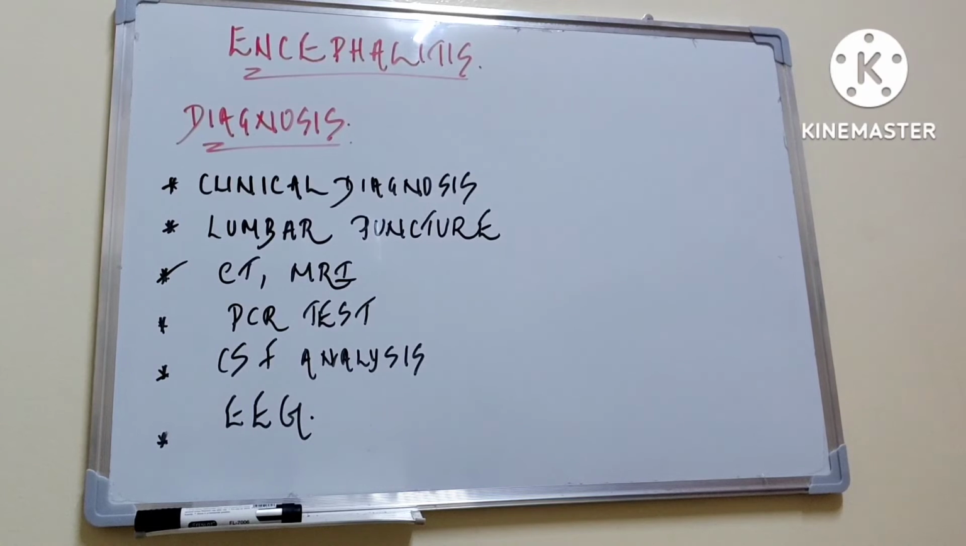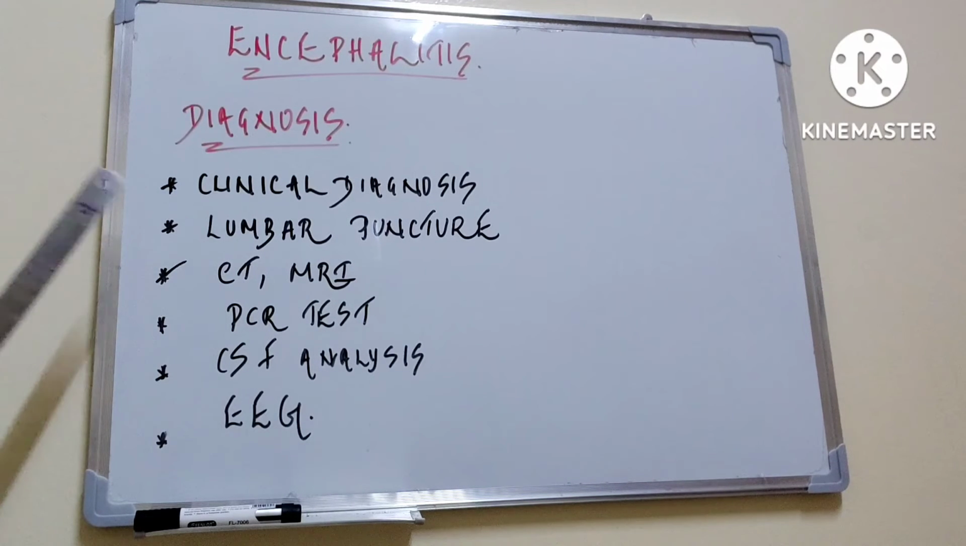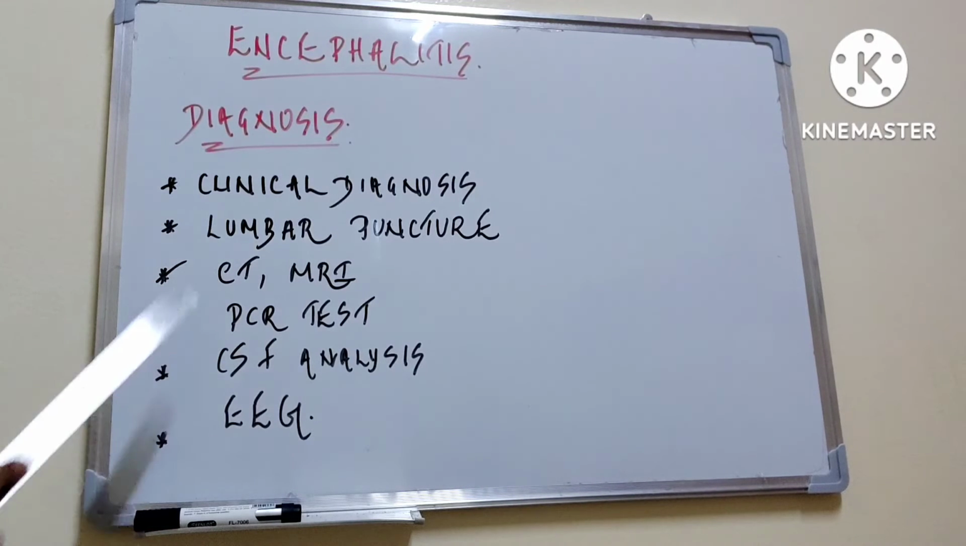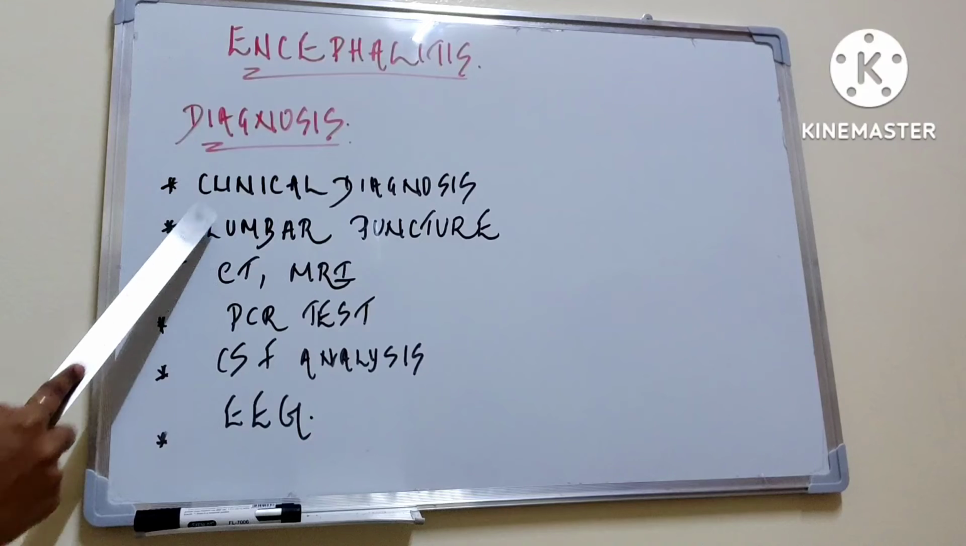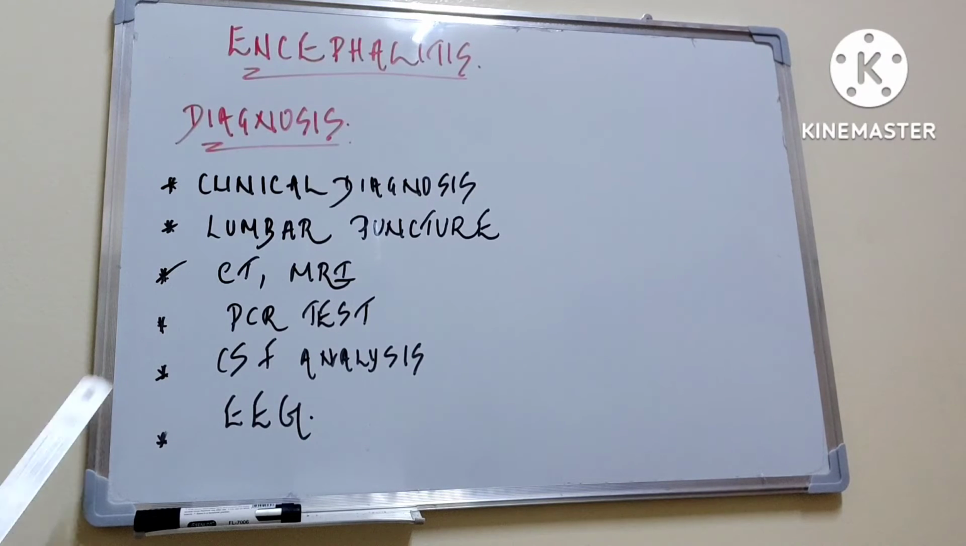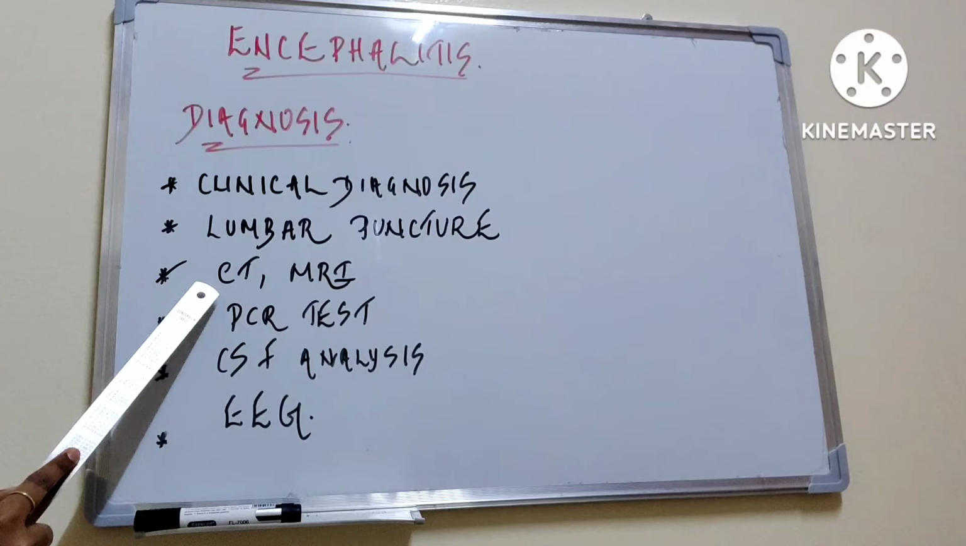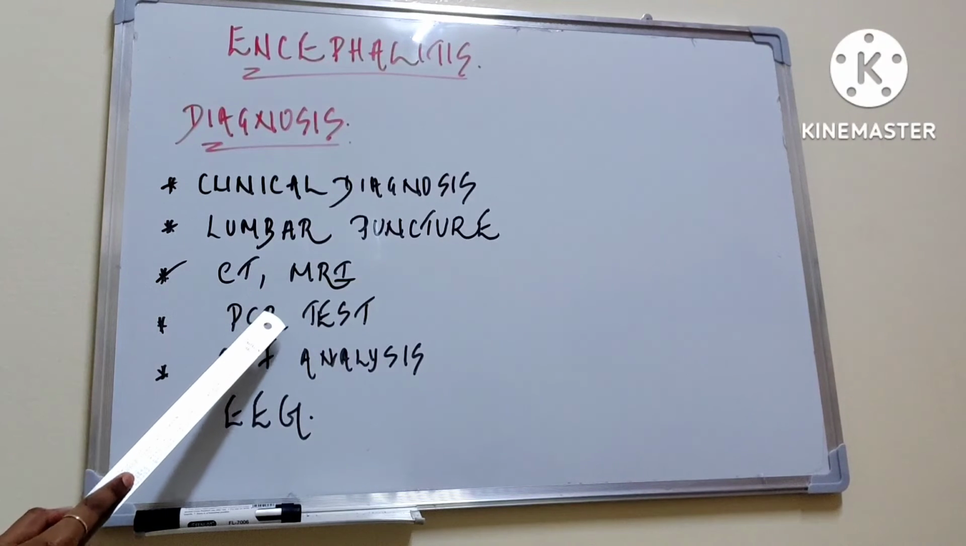And next we can look at the diagnosis of encephalitis. The first and foremost is assessing the clinical diagnosis. We need to check what the clinical features of the patient are, and then we can decide whether the patient is having encephalitis or not. The second one is lumbar puncture. The third one is brain imaging studies such as CT and MRI.